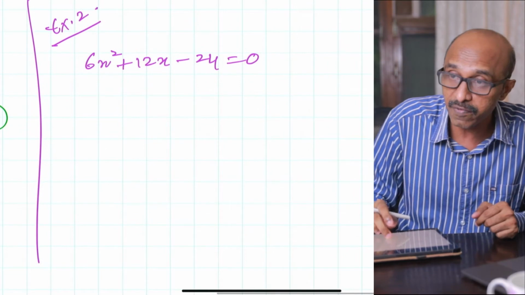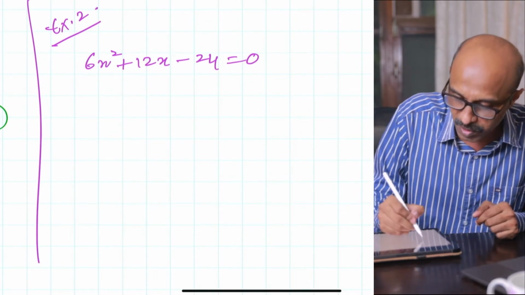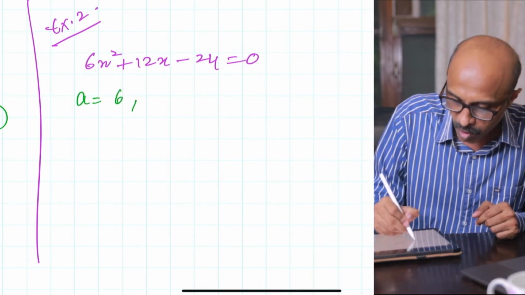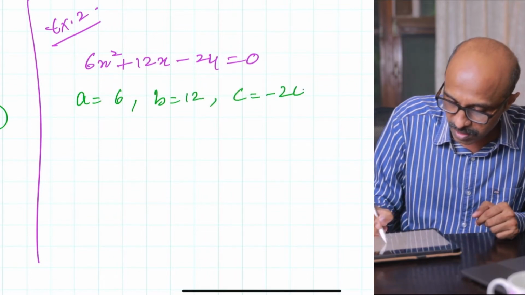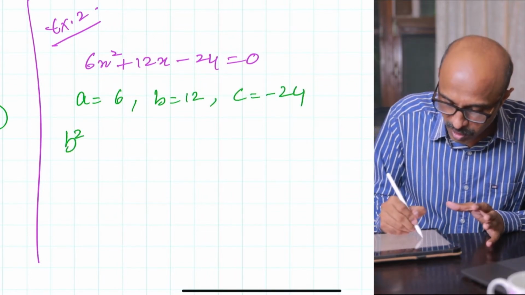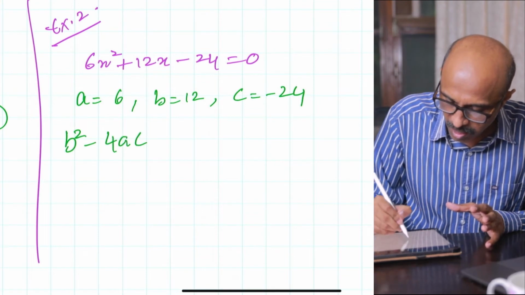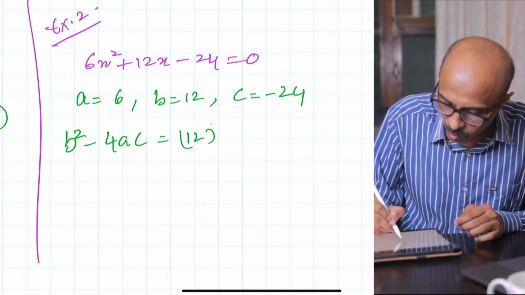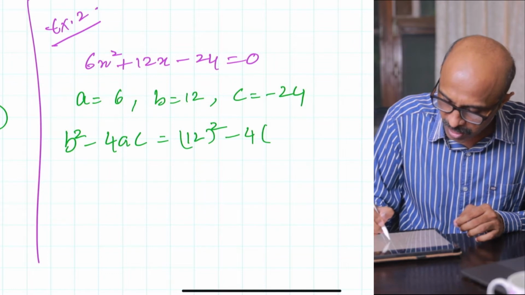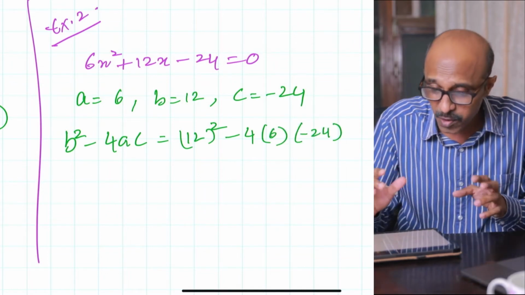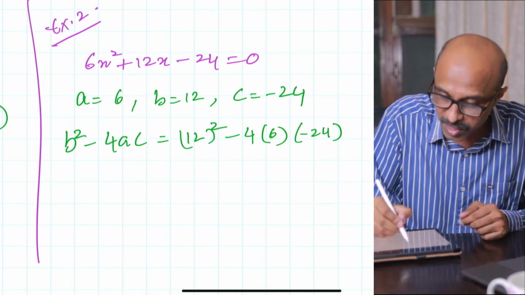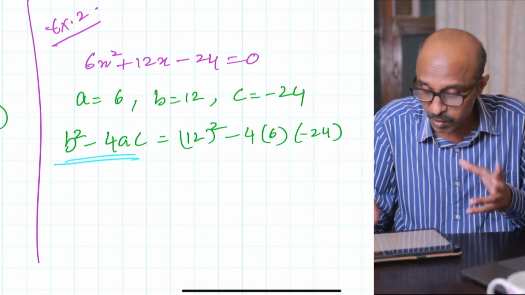That's our second example for a quadratic. First thing, as we always do, identify your a, your b, and your c. Now when we are looking for the discriminant, which is b squared minus 4ac, we can write it down as 12 squared minus 4 times 6 times a negative 24. Remember, we are not looking for the value, but just for the sign of this discriminant, whether it's positive, negative, or 0.